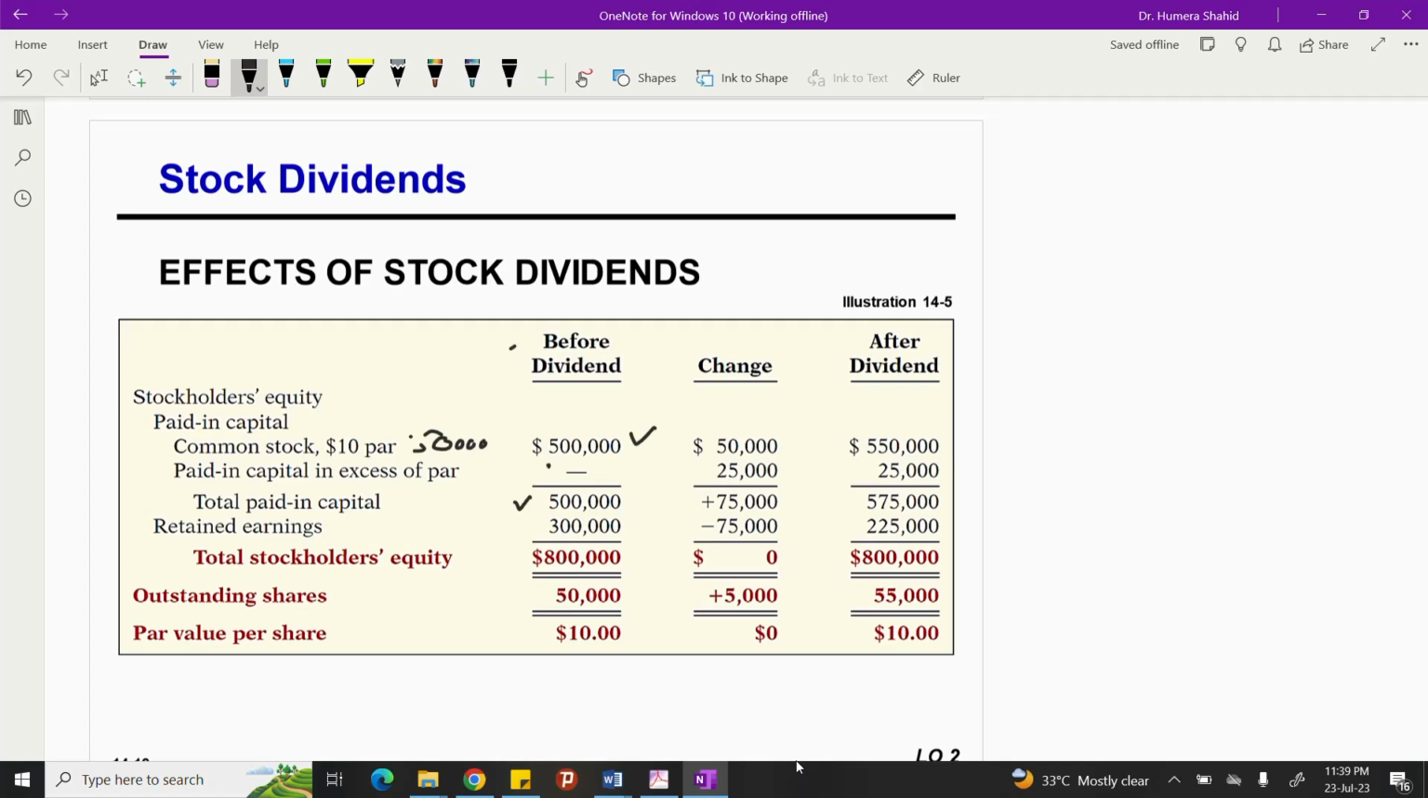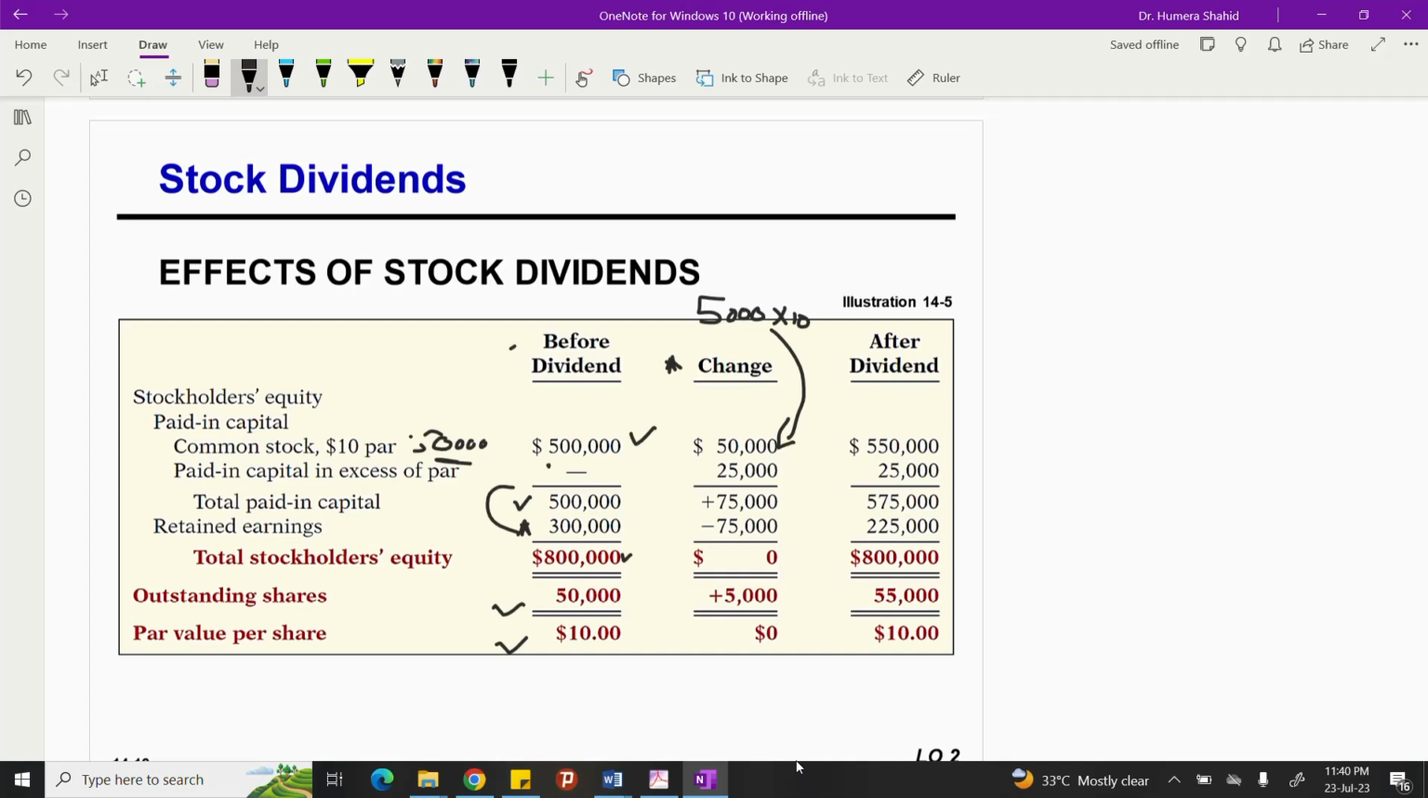Assume that the retained earnings initially were 300,000. So when you add these two, your total stockholders' equity is 800,000. Before the dividend, we have 50,000 shares and the par value was $10. Then what happened? You issue the stock dividend. You are going to issue 5,000 new shares. So what change? Only the change mentioned over here, okay? How much will common stock increase? 5,000 shares at 10 par value.